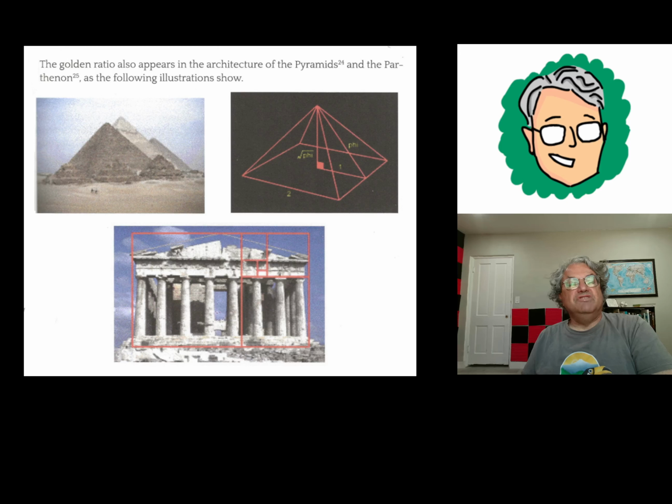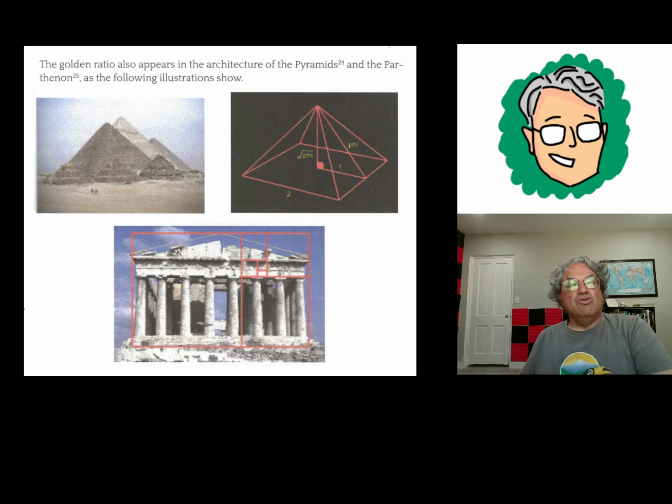And you might also be surprised to know that the golden ratio, I don't know if this was just a coincidence or not, I think it was probably a coincidence, but it turns out the golden ratio also comes into play in the architecture of the Great Pyramids of Giza.